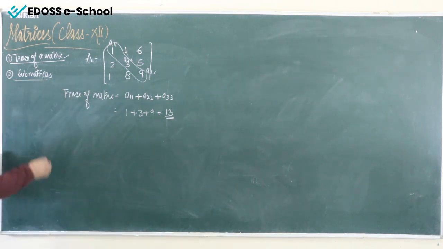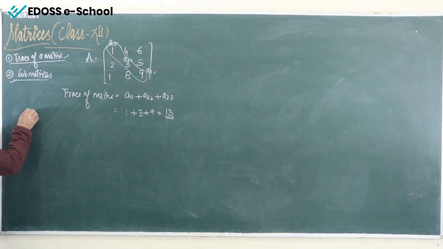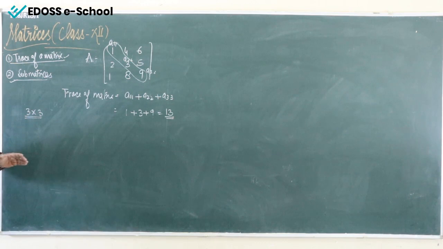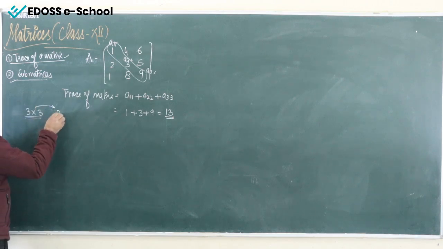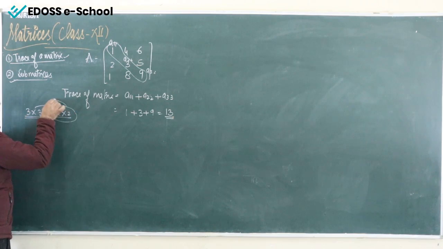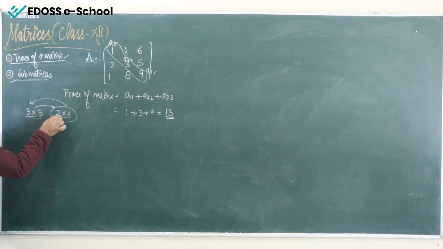The next is submatrices. Submatrices means if there is a matrix of 3 cross 3, and by omitting any row and any column, you can delete them and convert it into 2 cross 2, then this 2 cross 2 matrix we are getting from the 3 cross 3 is known as a submatrix.